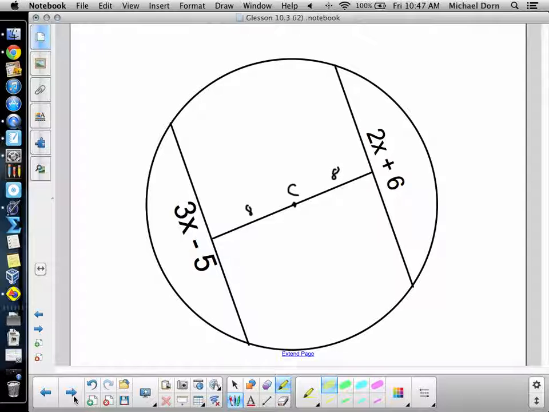A lot of the problems we deal with are very, very basic. If this is the center of my circle and these distances are equal, what has to be true about these two chords? They have to be congruent, so we just set them equal to each other. The same thing we've been doing all year long. Okay?